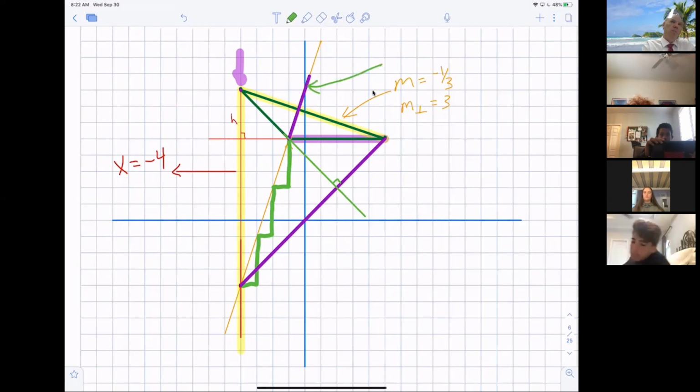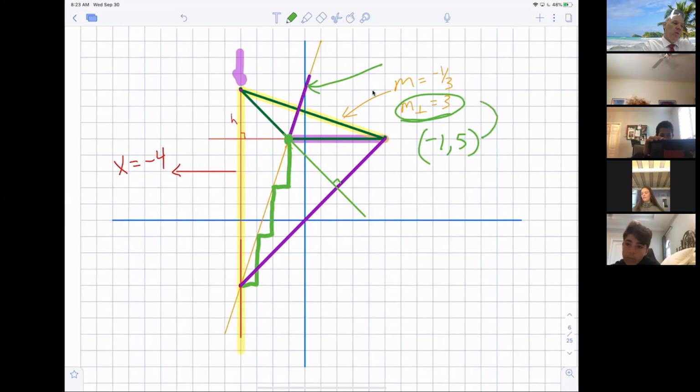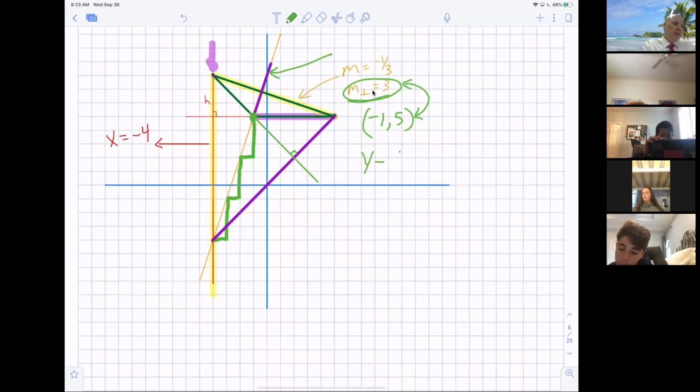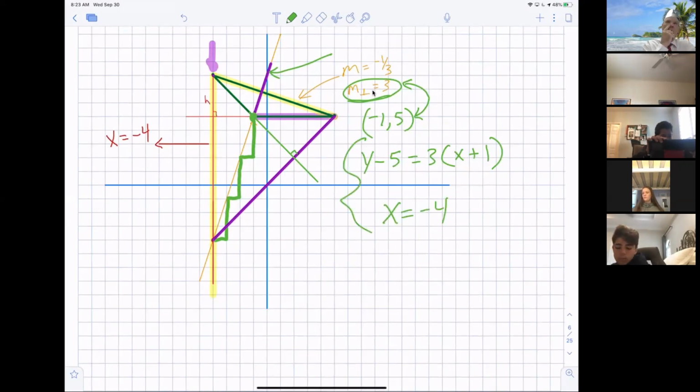So what did I say the slope of that line was? 3. We said the slope of that line was 3, and it's passing through what point? Negative 1, 5. So now I want to write the equation with this slope and this point. Go. Y minus 5 equals 3 times (x plus 1). Beautiful. Now that's that equation. And then the other equation is x equals negative 4. I need to find where those lines intersect.